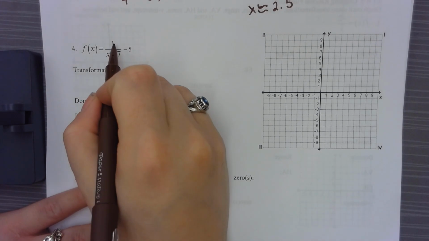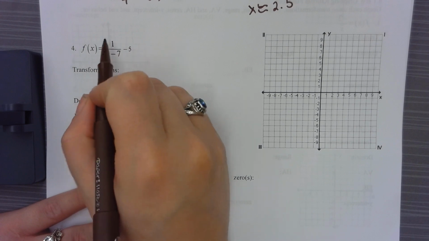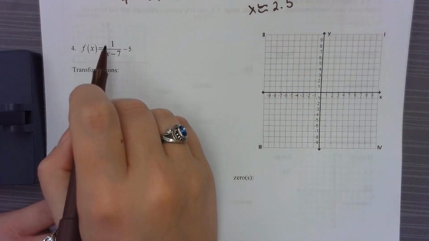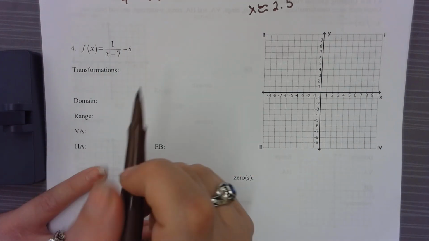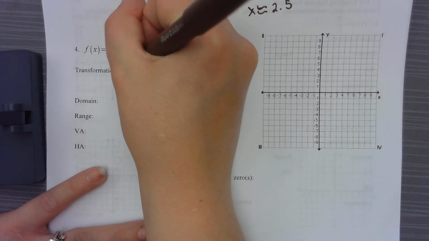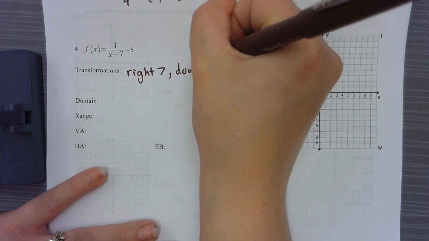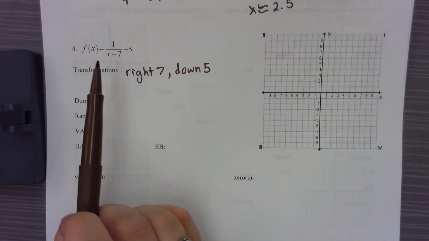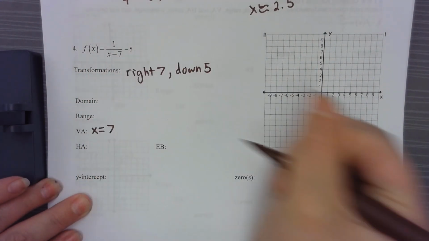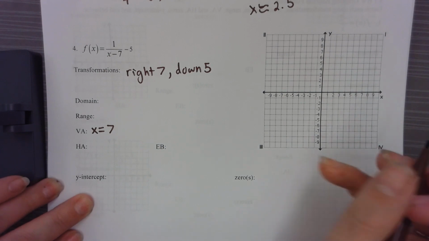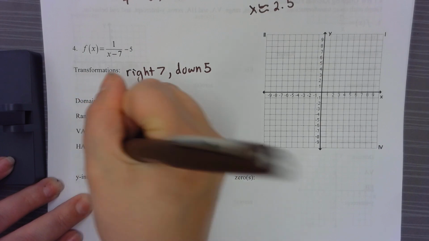So our transformations here, again, that 1, does that mean that we're vertically stretching, yes or no? The correct answer is no. That 1 is just kind of a placeholder there. It doesn't mean a vertical stretch or a vertical compression. So really all we're doing here is shifting to the right 7 and down 5. Okay, so right 7, down 5. So that means that vertical asymptote is going to be x equals 7. Okay, that horizontal asymptote is going to be what? It'll be y equals negative 5.